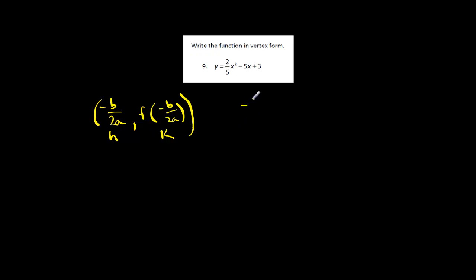So the opposite of b over 2a. The opposite of negative 5 is positive 5. 2 times 2/5 is 4/5. So 5 over 1 divided by a fraction. What we're going to do is we're going to change it to multiplication and flip this fraction. So we're going to have 25/4. That's our h value.